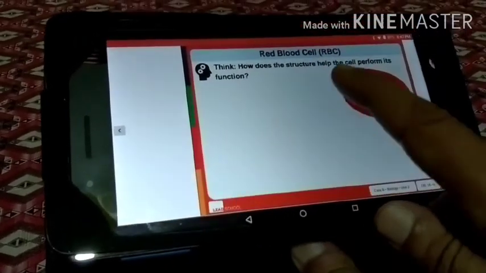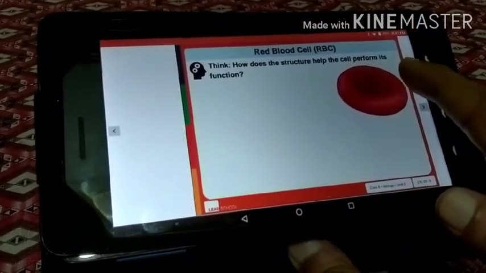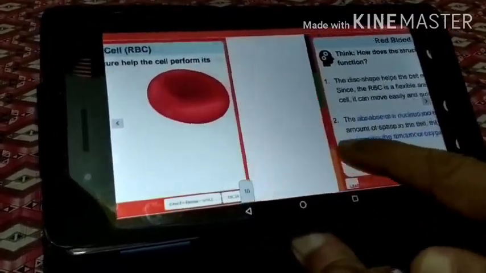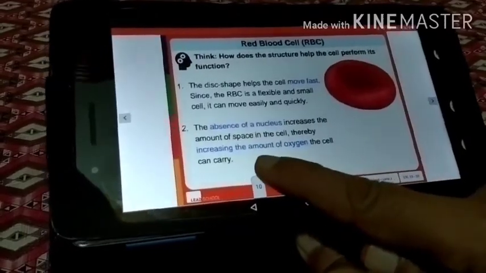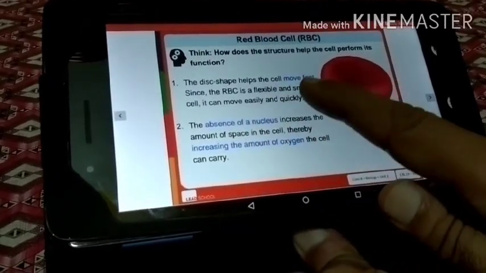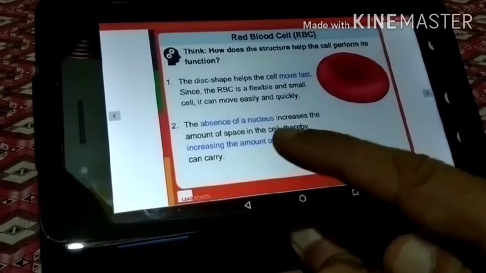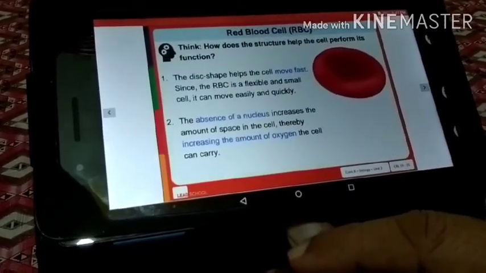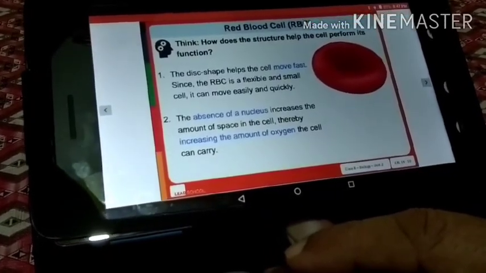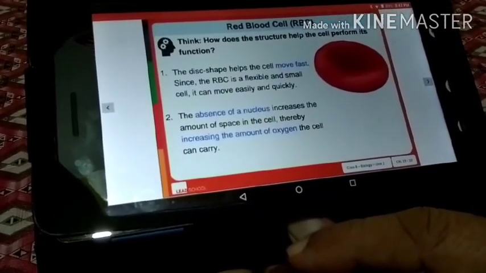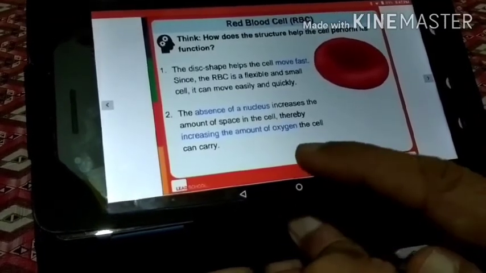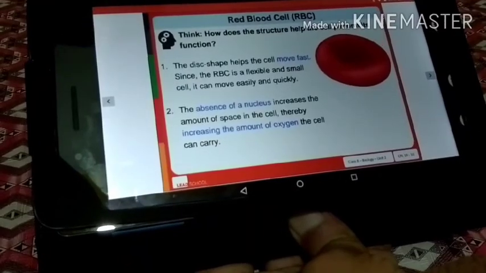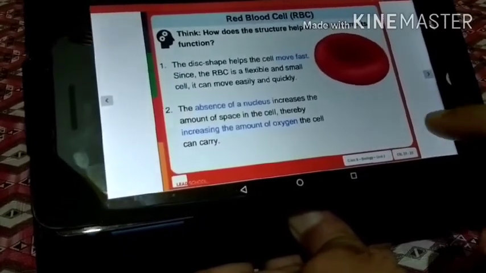What does the structure help the cell perform its function? The disc shape helps the cell move fast. Since the RBC is a flexible and small cell, it can move easily and quickly. The absence of a nucleus increases the amount of space in the cell, thereby increasing the amount of oxygen the cell can carry.